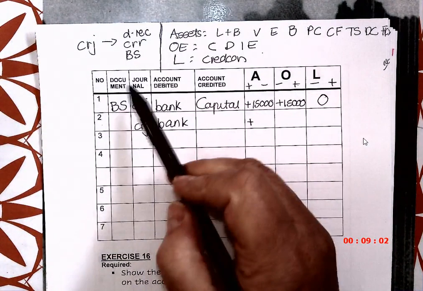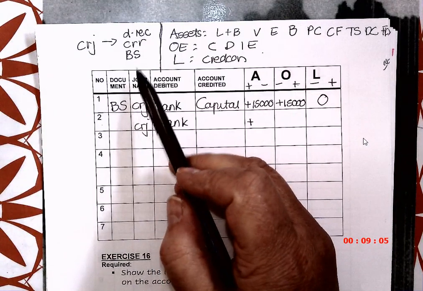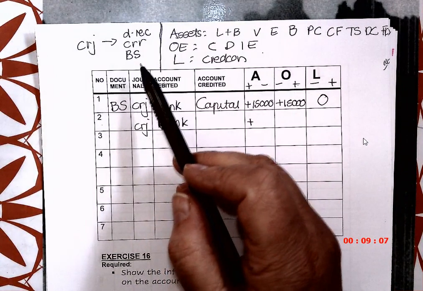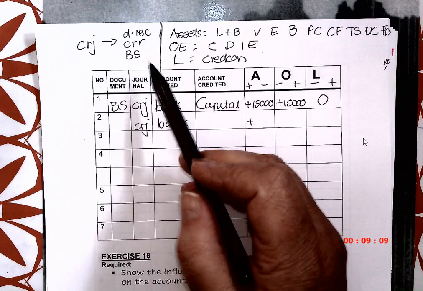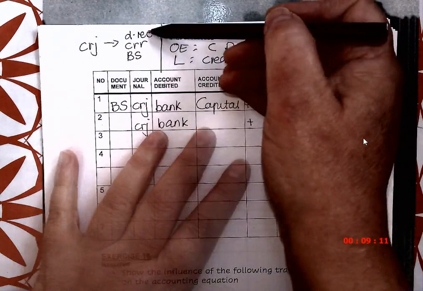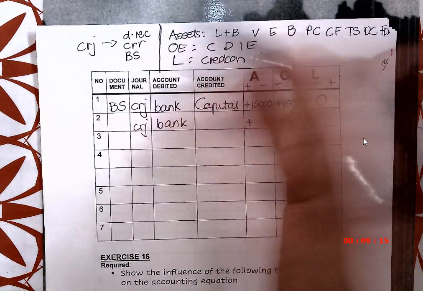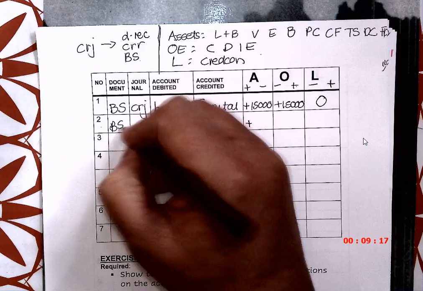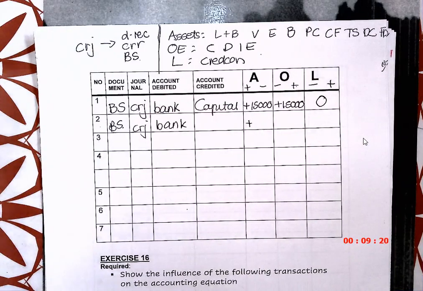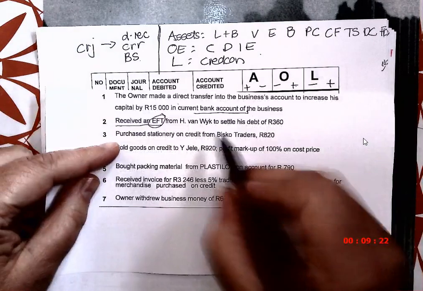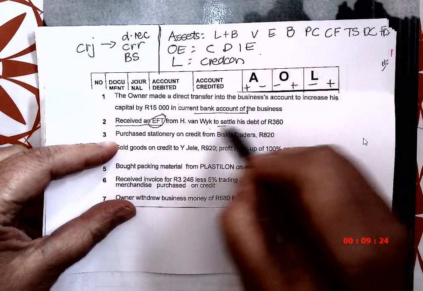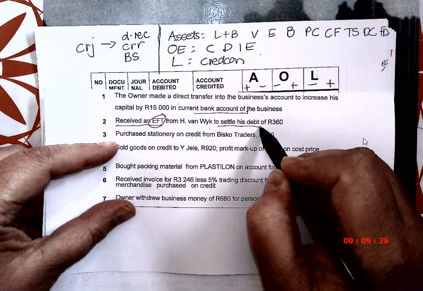Now, remember, there are 3 documents. They say it's an EFT, meaning it's direct. So I didn't receive the cash, and it wasn't a sale. So it's a bank statement. Why did I receive an EFT? It's from Van Wyk to settle his debt.